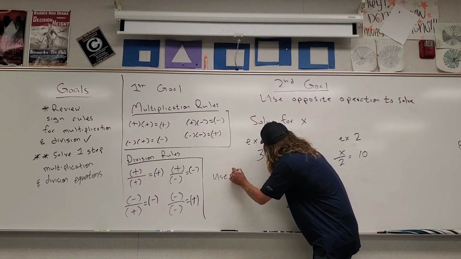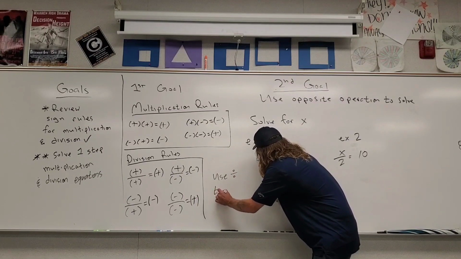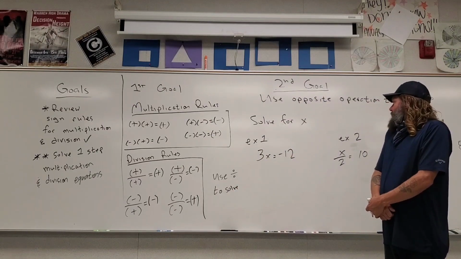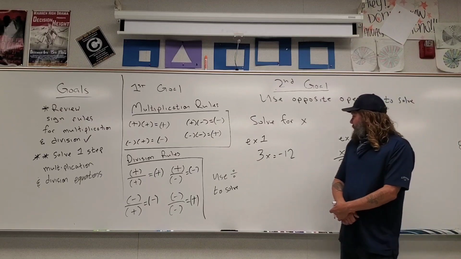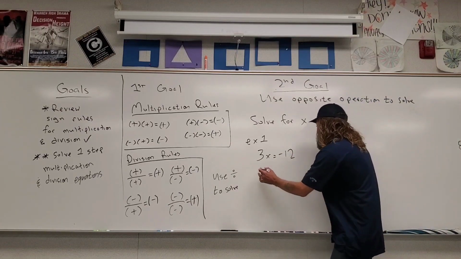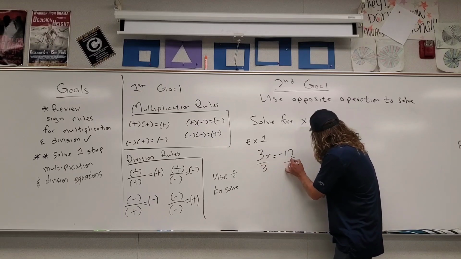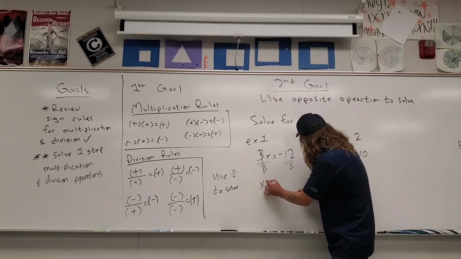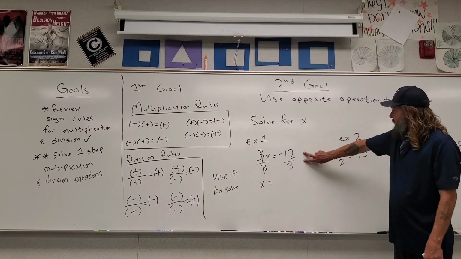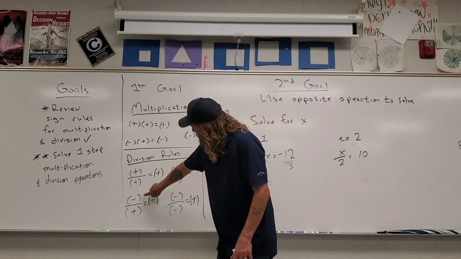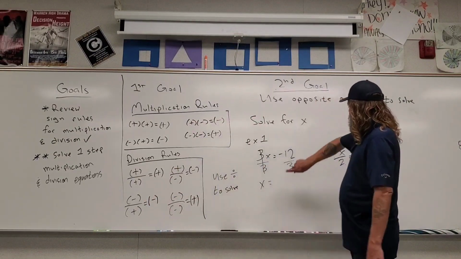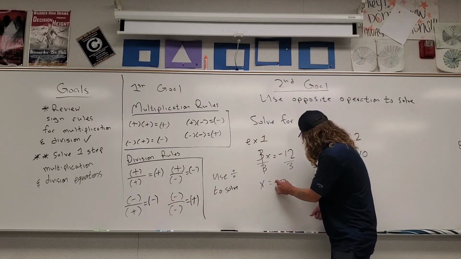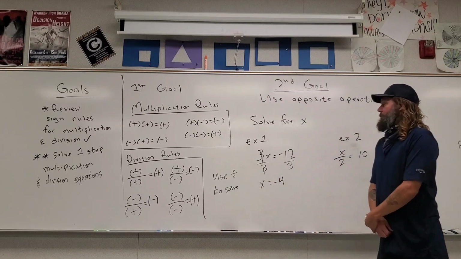I'm going to draw the symbol, use division to solve. All right, and so all that we need to do to solve a one-step equation is we divide everybody by the number attached to the x. So since 3 is attached to the x, we're going to divide both sides by 3. My 3's are going to cancel, and I'm going to be left with negative 12 divided by positive 3. Negative 12 divided by positive 3 is going to be negative 4. Okay. That's it.